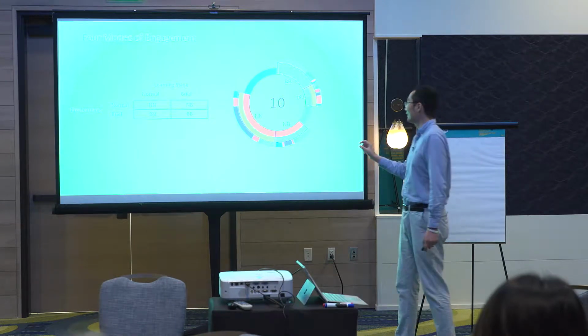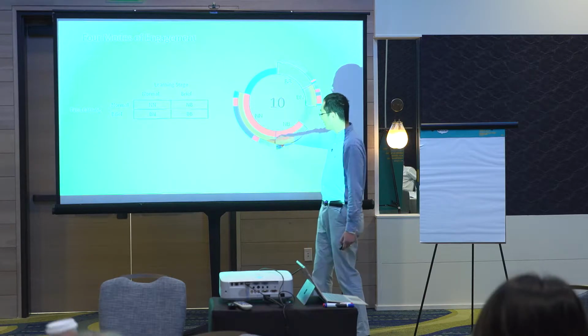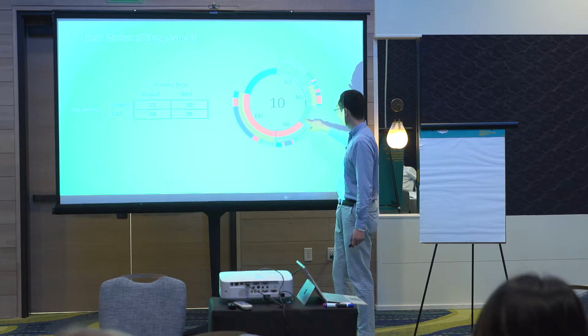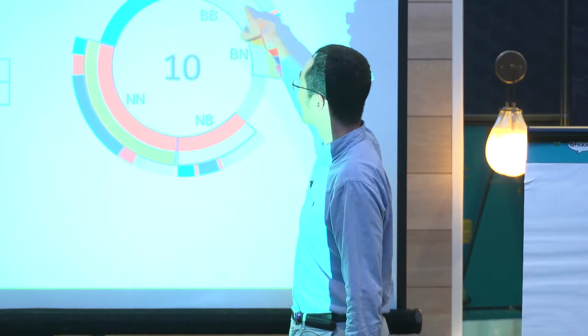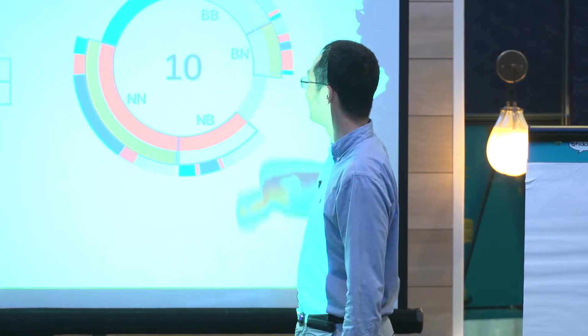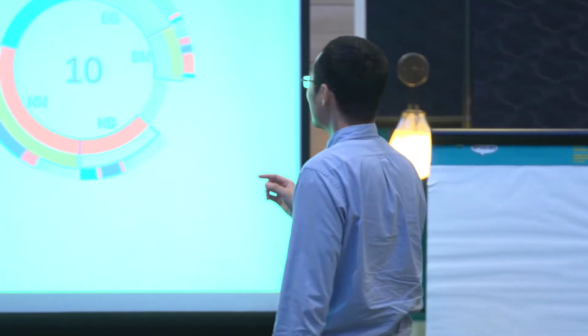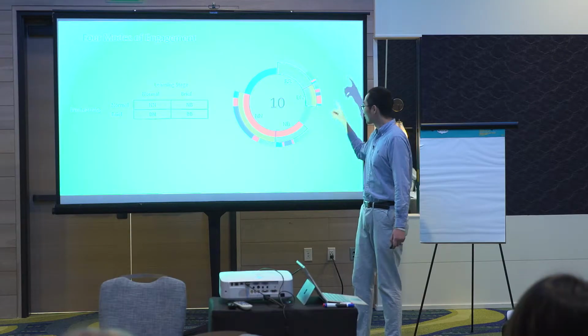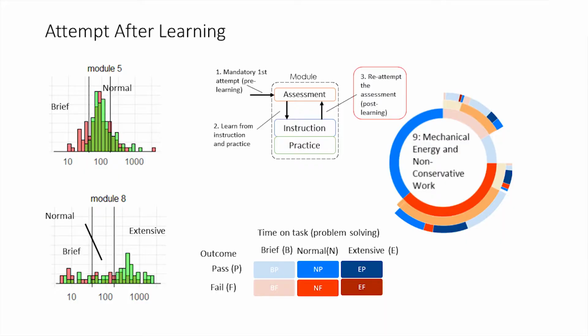Oh, and by the way, it is natural to divide them into what I call engagement modes. You have normal and normal, normal fail and brief learning, brief and normal, and brief and brief. At this point, I'm not making any conclusion or interpretation about the nature of those behaviors. For that, we'll have to look at post-learning attempts, okay, the post-test.